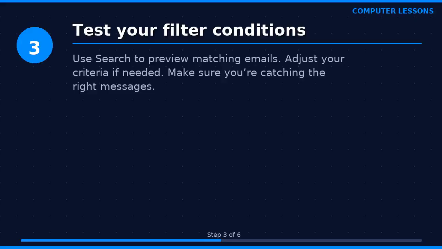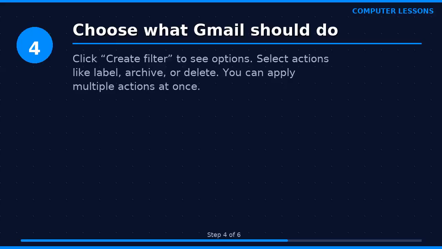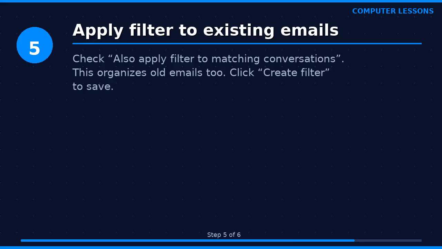Before you commit, you hit search. That's your instant replay. You see which emails match. Too many? Not enough? You tweak the fields until it's dialed in just right. Happy with it? You smash Create Filter and now it's showtime.